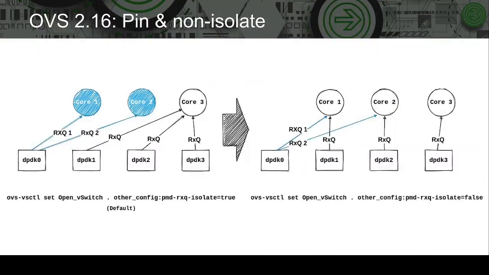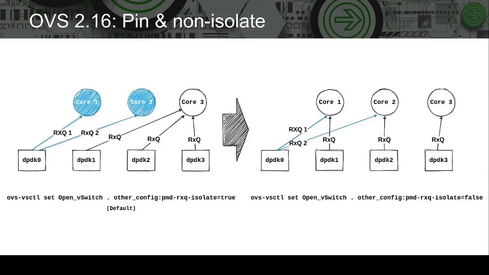Okay, so the second feature we look at is pin and non-isolate. There is a facility for the user to directly assign some of the PMD cores to RXQs themselves. This might be done in cases where the user has some knowledge about the interfaces and traffic pattern. For example, in this case, the user might know that DPDK 0 will have lots of traffic and needs 2 PMD cores dedicated to it.